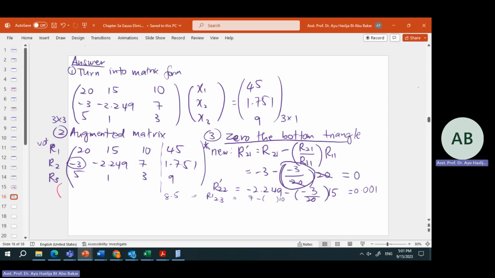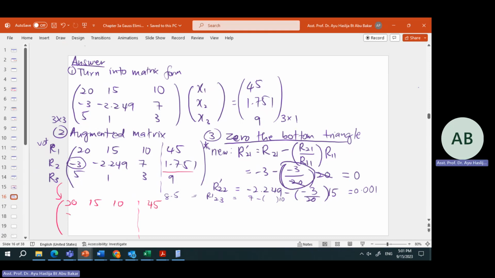Now, this matrix will turn into the new matrix. Pivot row 1, so row 1 will remain. Wait. What is it? Correct. Yes. You should change this as well. 1.750. 51. Try to calculate what you get.